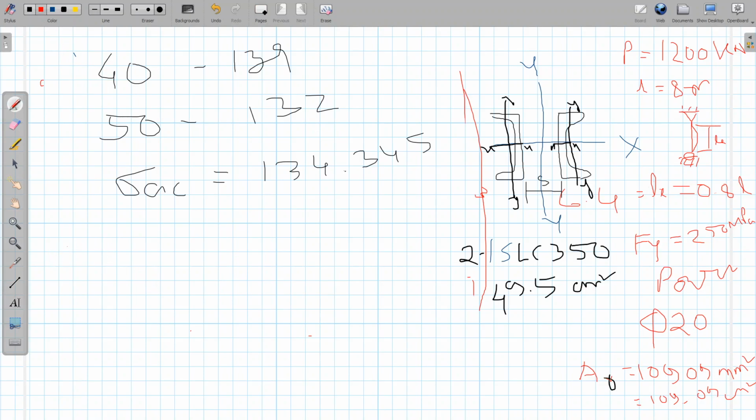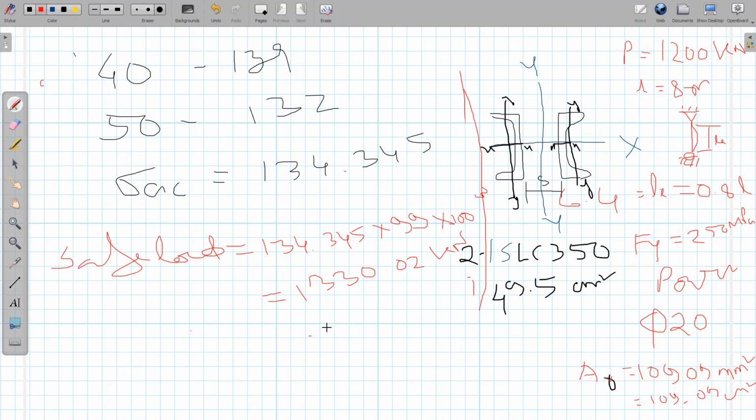Now what is our next job? The next job is to find the safe load. Safe load is equal to 134.345 multiplied by the cross section area. Cross section area was 99 cm square, multiplied by 100, so that gives 9900 mm square. Now you multiply to get the value of safe load. This value comes directly in terms of kilonewton. It comes to 1330.02 kilonewton.